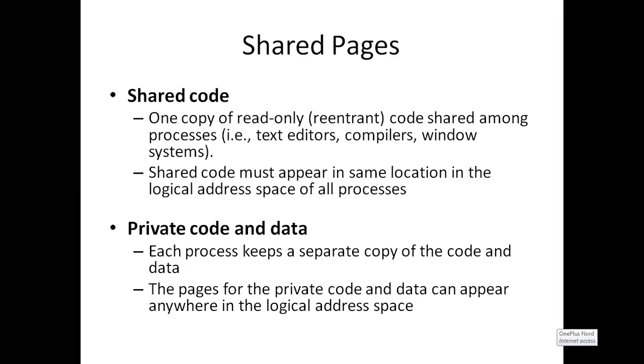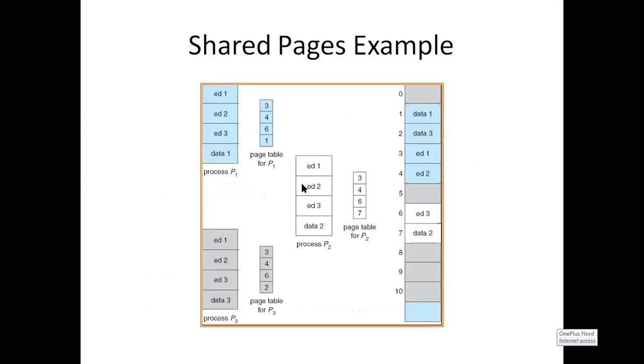If you observe the diagram, you can understand easily. Here we have three processes: process P1, process P2 and process P3. Try to follow the cursor, then only you can easily understand. Process P1 is divided into 4 pages, process P2 also into 4 pages, and process P3 into 3 pages.